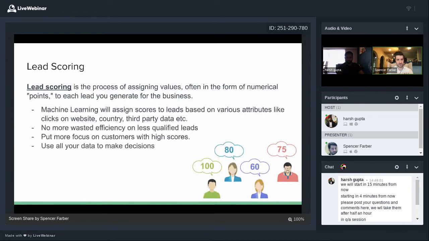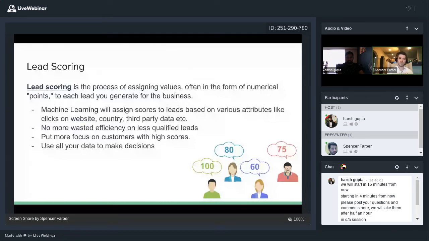So lead scoring, again, we spoke to briefly, is a process of assigning values, often in the form of numerical points, to each lead you generate for your business. So machine learning will assign scores to leads based on various attributes like clicks on a website, country, third-party data, etc. So again, with machine learning, it's creating a score based on all of the elements. It's not deciding based on your assumptions what it thinks is important. It's looking into all of your data to decide what's important.